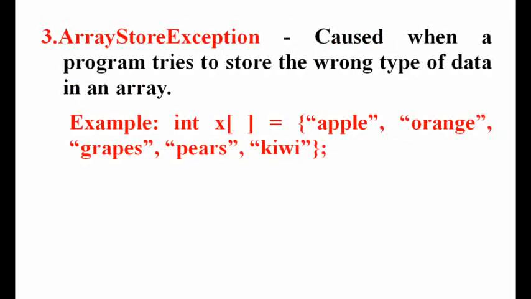The next exception is ArrayStoreException. It is caused when a program tries to store the wrong type of data in an array. For example, integer array x is trying to hold all the words like apple, orange, grapes, pears and kiwi. This is something wrong and you will encounter ArrayStoreException.